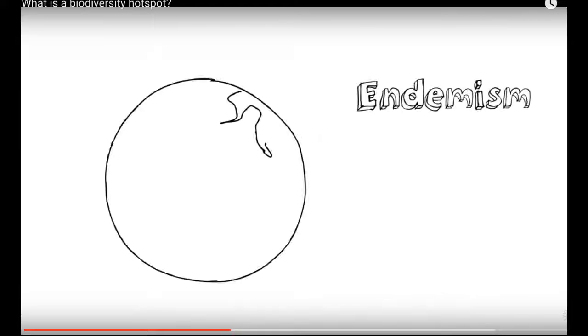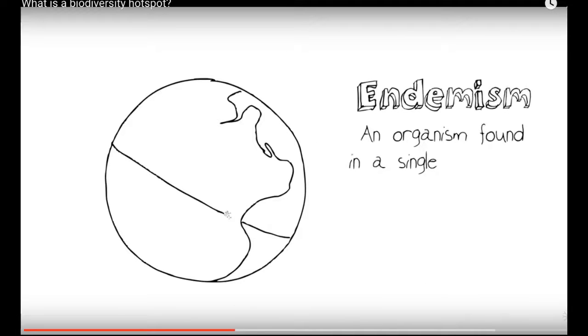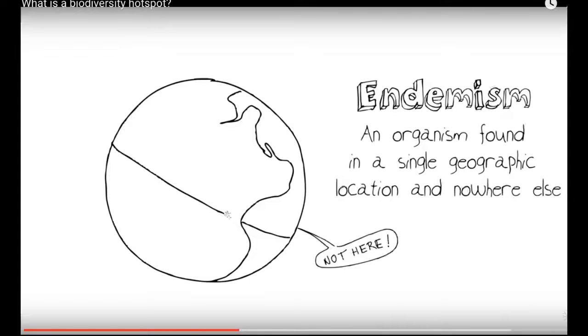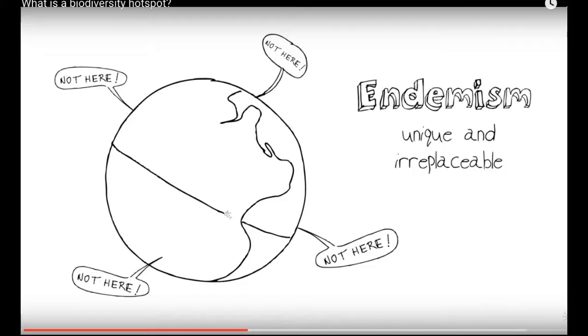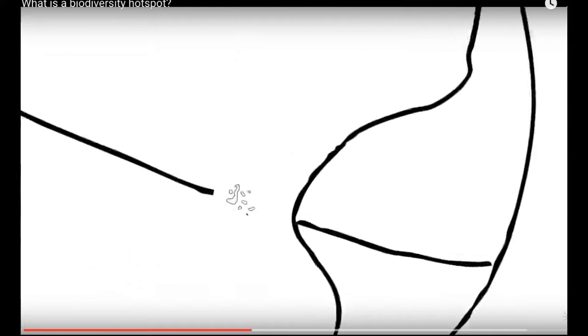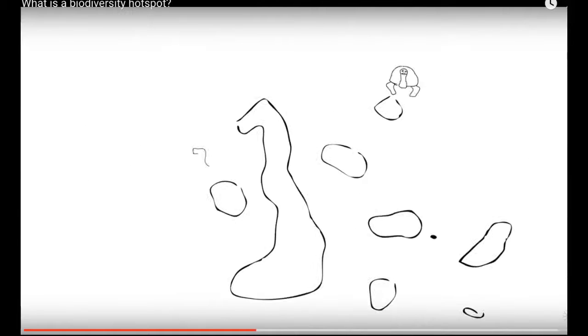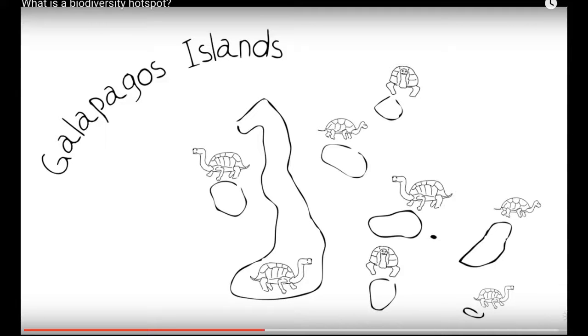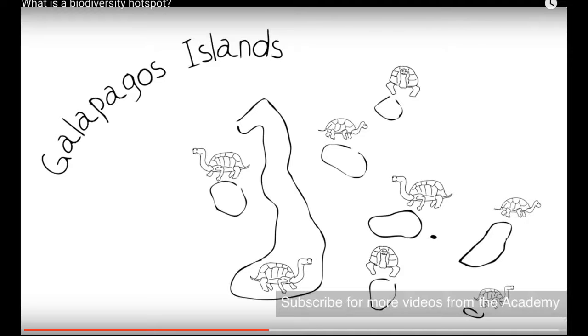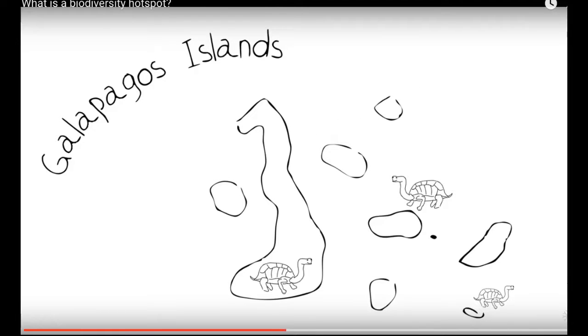Now let's get back to that idea of endemism. An endemic species is a species that's found in a certain area and nowhere else on Earth. In other words, endemism is a measure of how unique and irreplaceable something is. An example of an endemic organism that resonates with people: we love tortoises. If you think about the Galapagos Islands, for example, most islands have their own special type of tortoise. It lives there and nowhere else. So if something happens to wipe out the tortoises on that island, those tortoises are gone forever. They're not found anyplace else. They were irreplaceable.